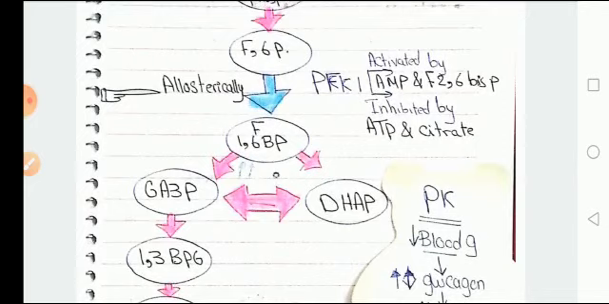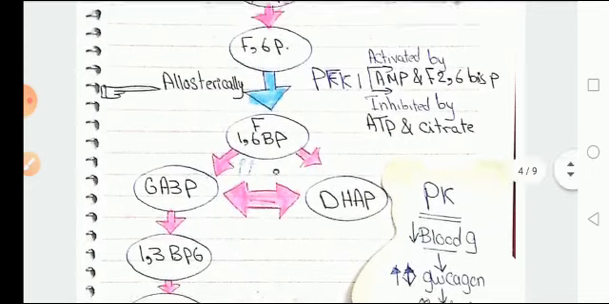However, the enzyme is activated by AMP and fructose 2,6-bisphosphate. AMP means the cell is deprived of energy. I need to synthesize ATP. So I will activate glycolysis to get ATP, which would be used in energy requiring processes.